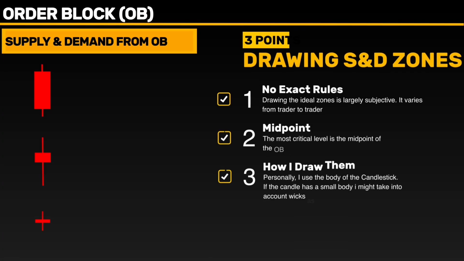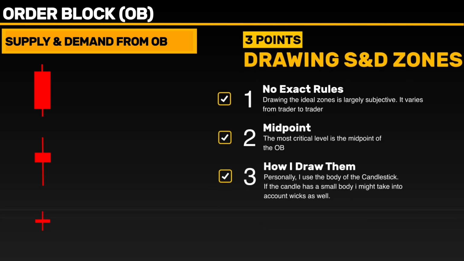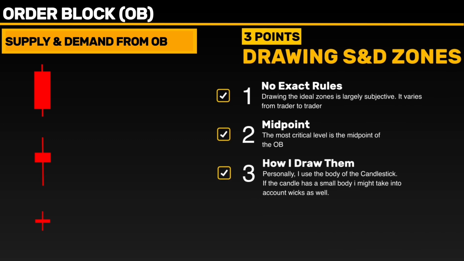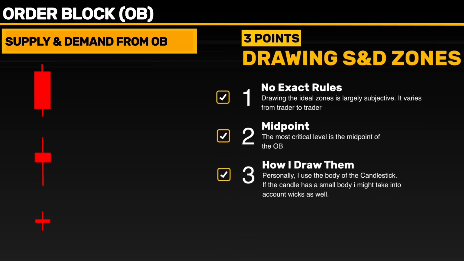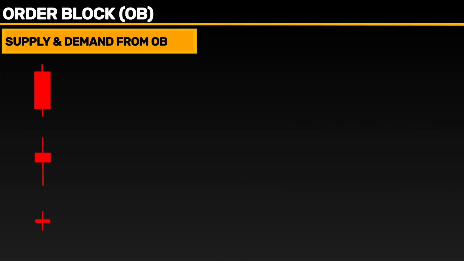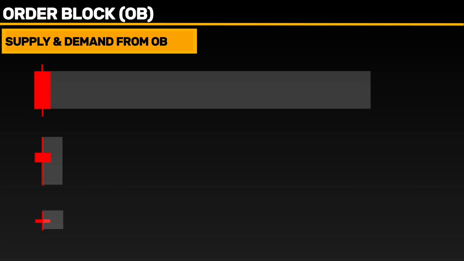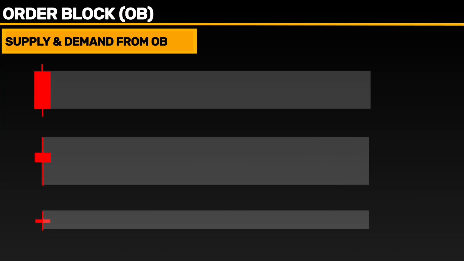Alright, so now that you know what an order block is, how exactly do we draw the supply or demand zones from these order blocks? Well, this really depends on the individual trader. For example, if the order block candle has a significantly sized body and relatively smaller wicks, I only take into account the body of the candlestick for the zone. Contrastingly, if the body is tiny but has large wicks, I take into account the wicks along with the body.